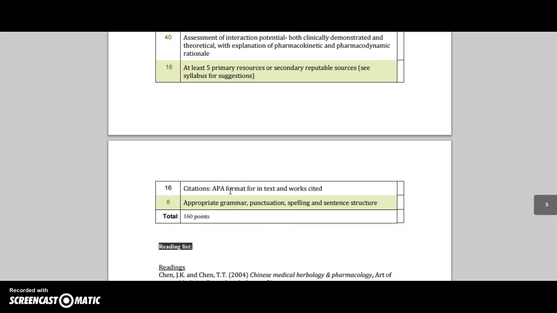16 points for correct APA formatting, both in text and in your references section, and 8 points for appropriate grammar, punctuation, spelling, and sentence structure. So we're going to take a look at a couple of examples of these projects from students that they submitted in previous years. Let's look at Chrysanthemum first.